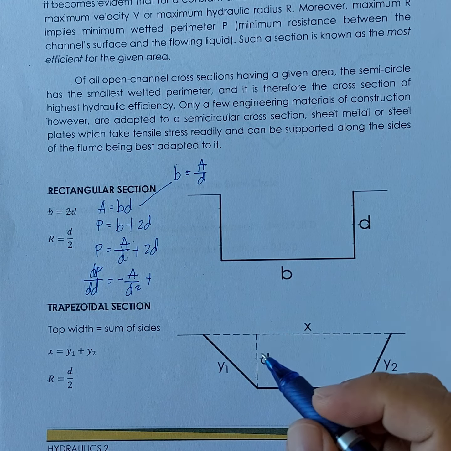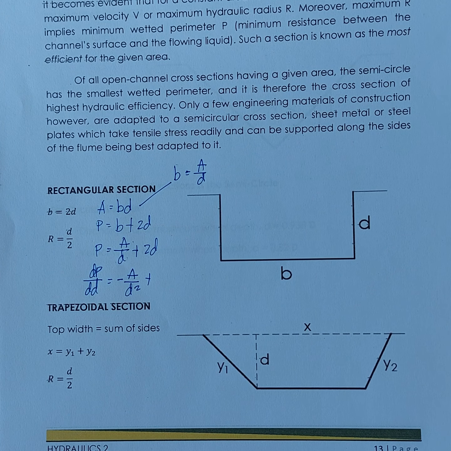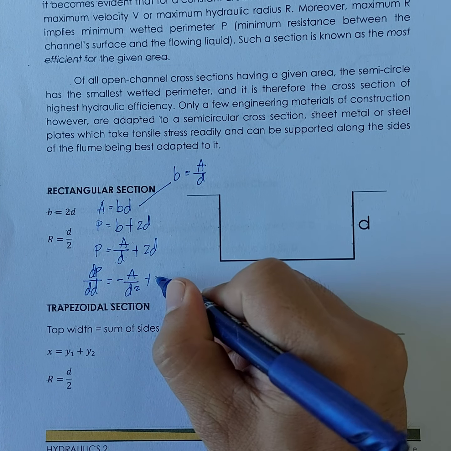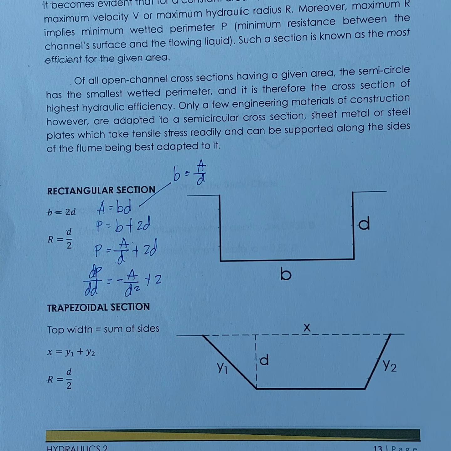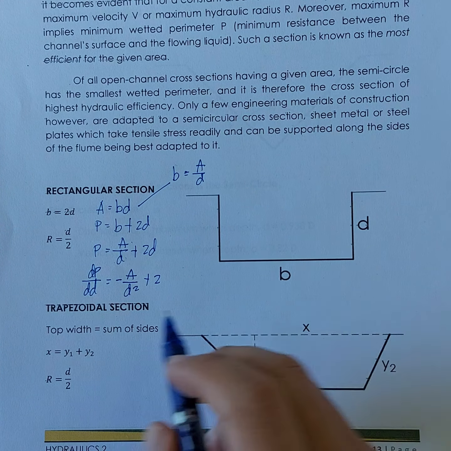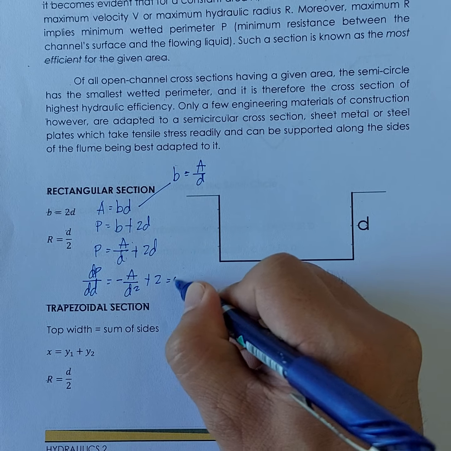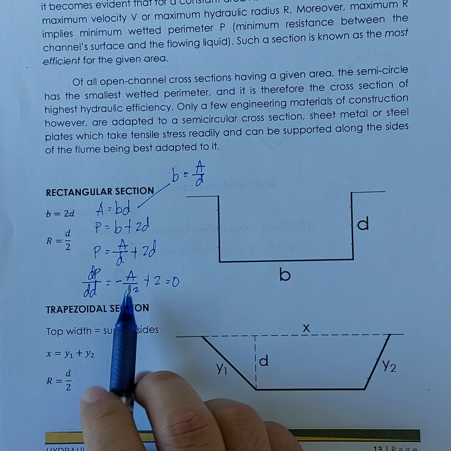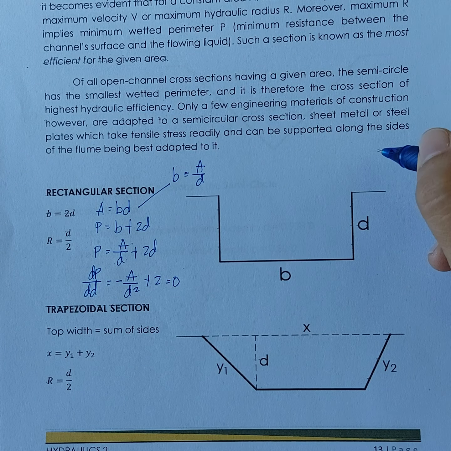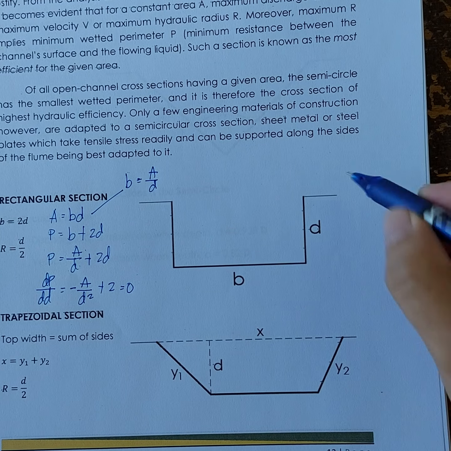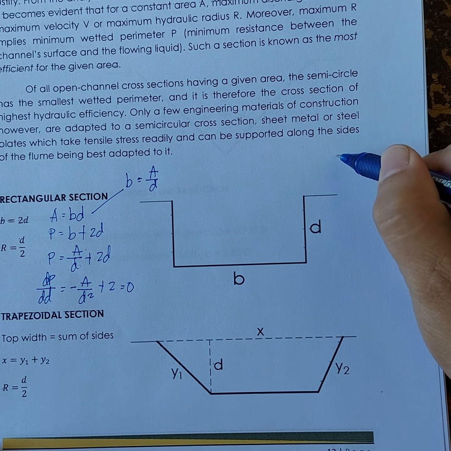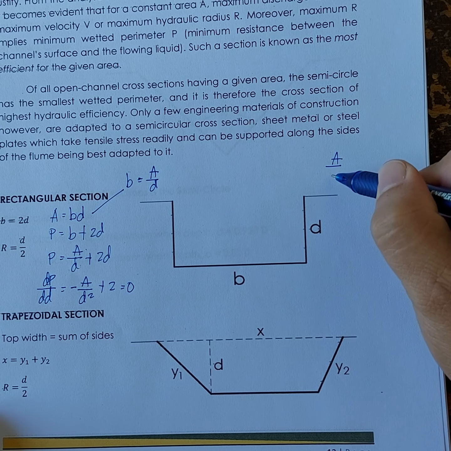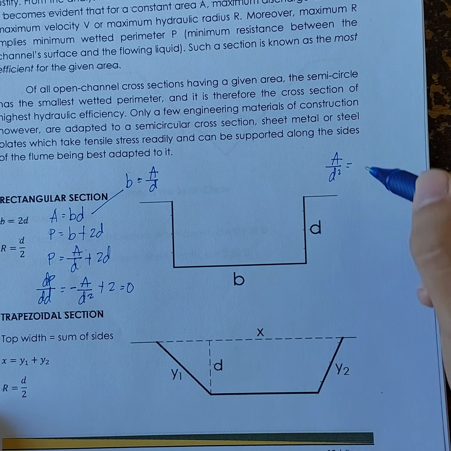plus 2. Equate natin sa 0, that should be equal to 0. So that would give us, ilagay natin sa left side ng equation, that is A over D squared is equal to 2.